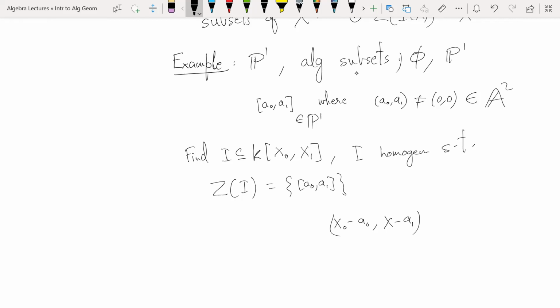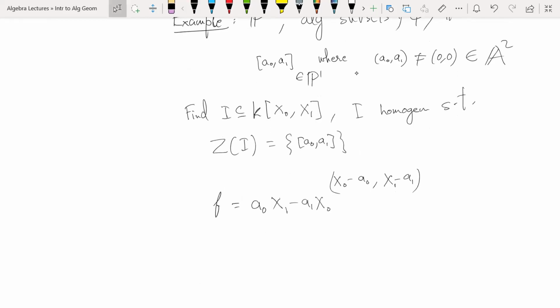a naught x1 minus a1 x naught. Here you can just manipulate and see that you basically want to cancel the constant term. So you multiply the second one by a naught and the first one by a1 and take the difference. So a naught x1 minus a1 x naught, and then the constant term vanishes. Let's call this f. This is a homogeneous polynomial, and it belongs to this ideal.